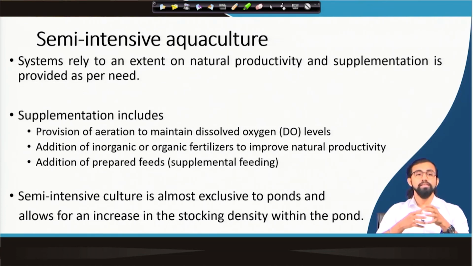It's not that it is very much necessary and you have to provide it each and every day. The duration for alternate feeding can be very long. You may even not do that if you think your aquaculture system has an ample amount of natural feed available for survival. It's almost exclusive to ponds, and it allows for an increase in the stocking density within the pond. So it's not something that we normally target in tank or raceway systems.